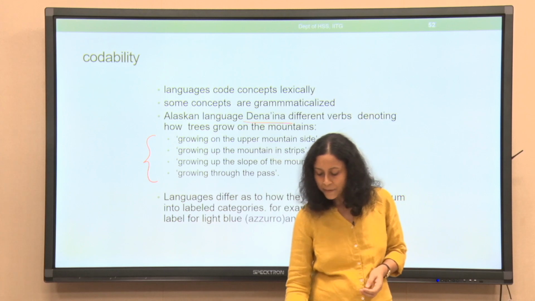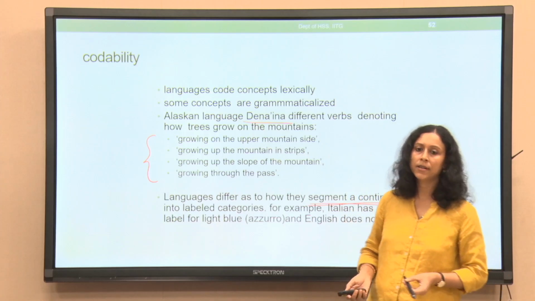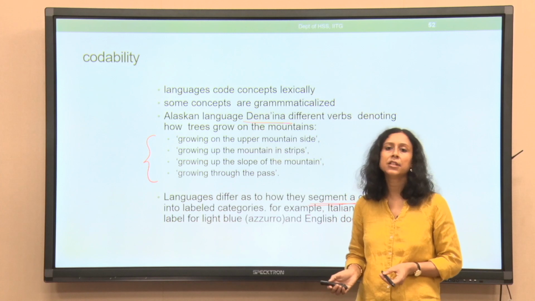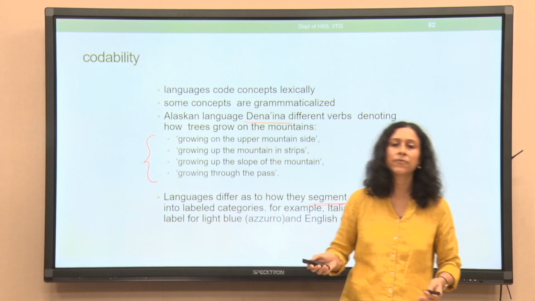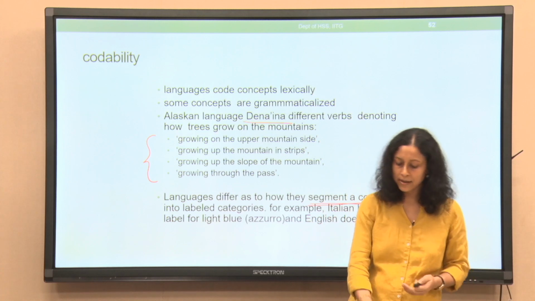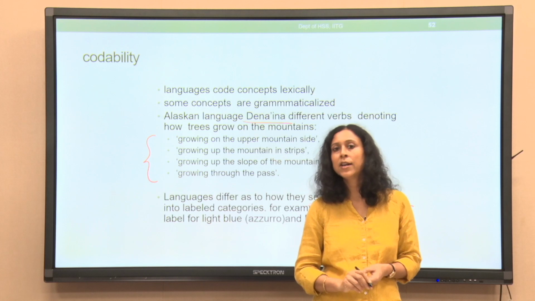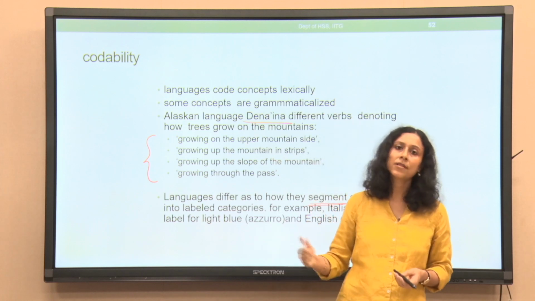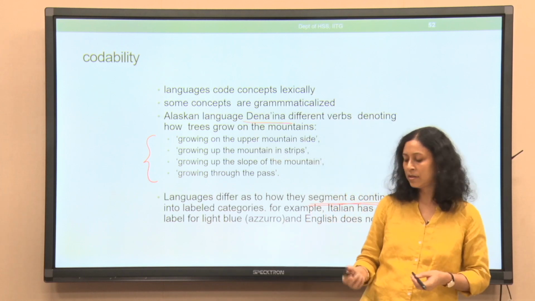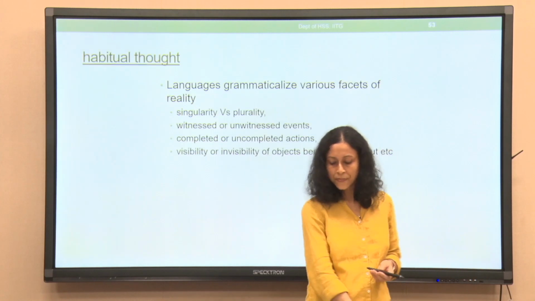So, languages differ in how they segment a continuum, and that is what we refer to as codability. How do we segment the continuum? Whether it is a continuum of time, a continuum of color, or any other such category, that is where languages differ. Where do you cut it? How do you slice it? Which languages do slice, and which languages do not? This is where the codability aspect differs.